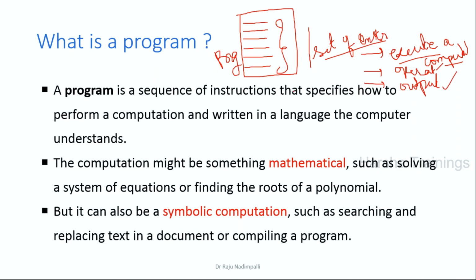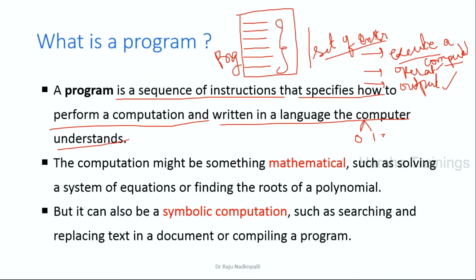Shall I go ahead now? A program is a set of instructions that specifies how to perform a computation. We are going to tell how we are going to perform an operation or a computation. Now, it will be written in a language the computer understands. Generally speaking, computers can understand only zeros and ones. This we call a binary format.